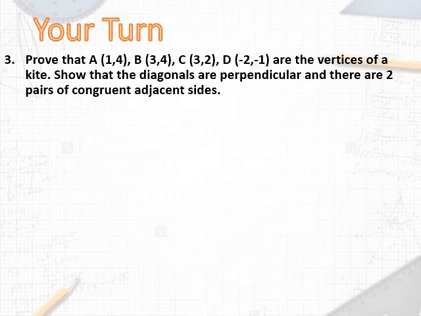Third one. So we've got 4 corners, prove that it is a kite. And you're going to do that by showing that there are 2 pairs of adjacent sides with the same measurement, and then also show me that the diagonals are perpendicular. Go.